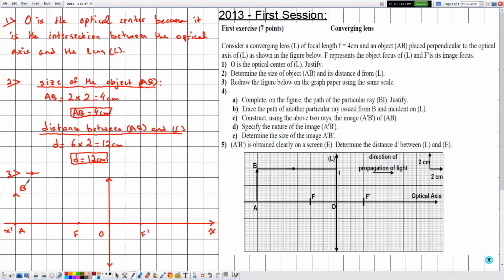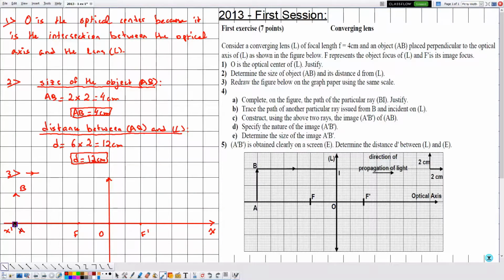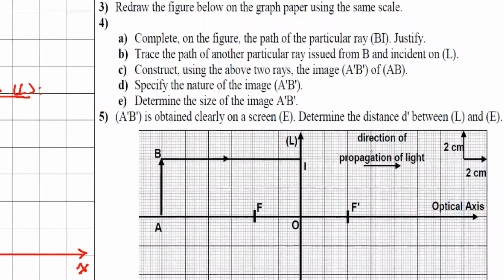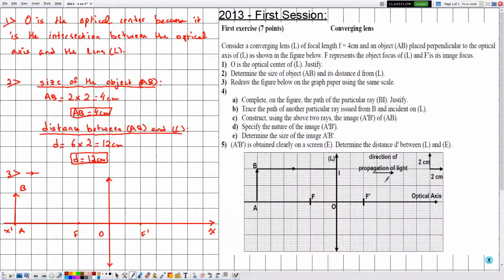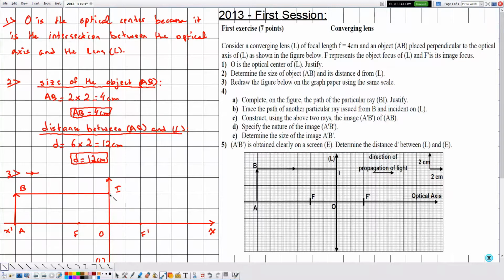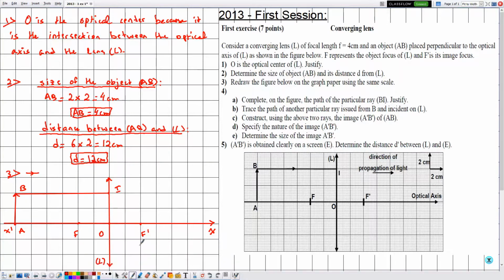Now let's trace the object AB. The point I is located 2 divisions on the lens upward. This is the point I, and this is the lens L. And BI is an incident luminous ray issued from B parallel to the optical axis. Moreover, the scale is given by 2 centimeters along the x-axis and 2 centimeters along the y-axis. So this is the redrawing.